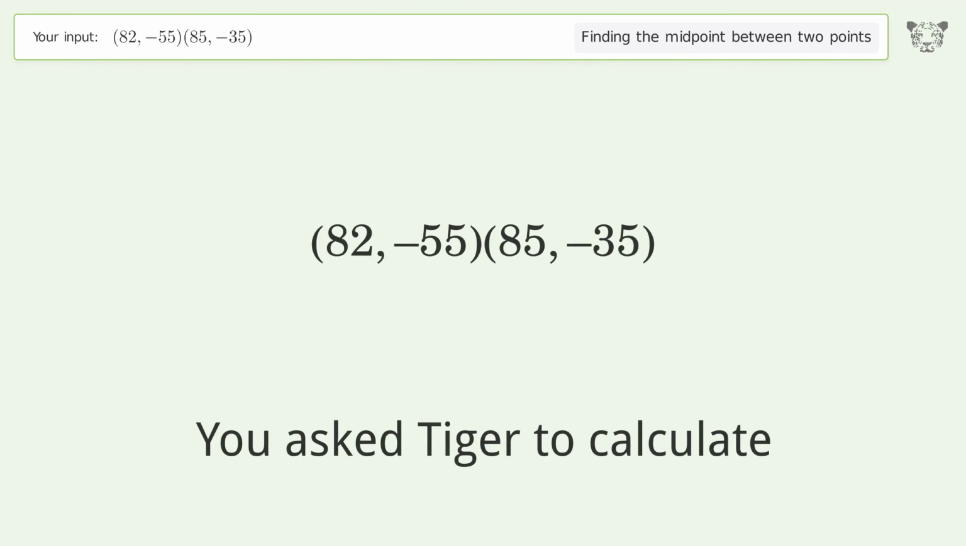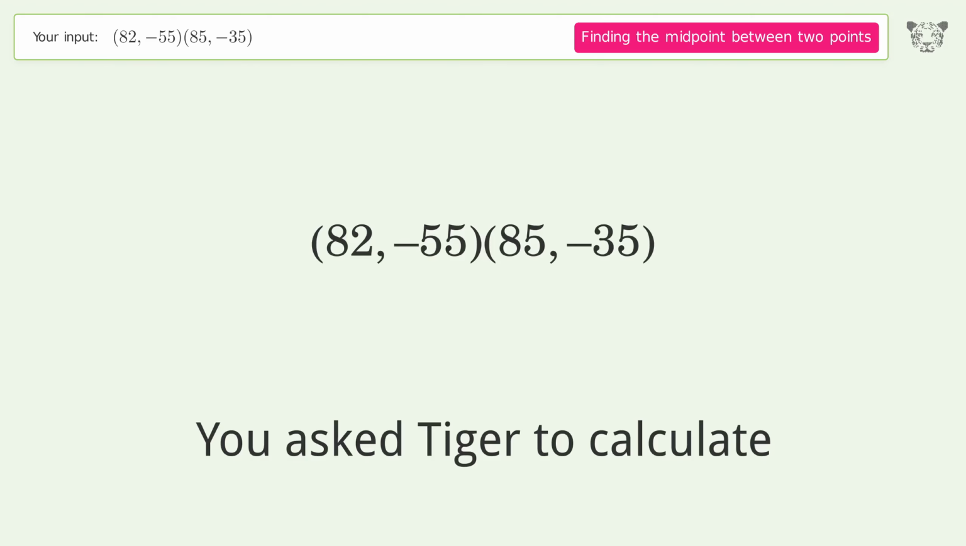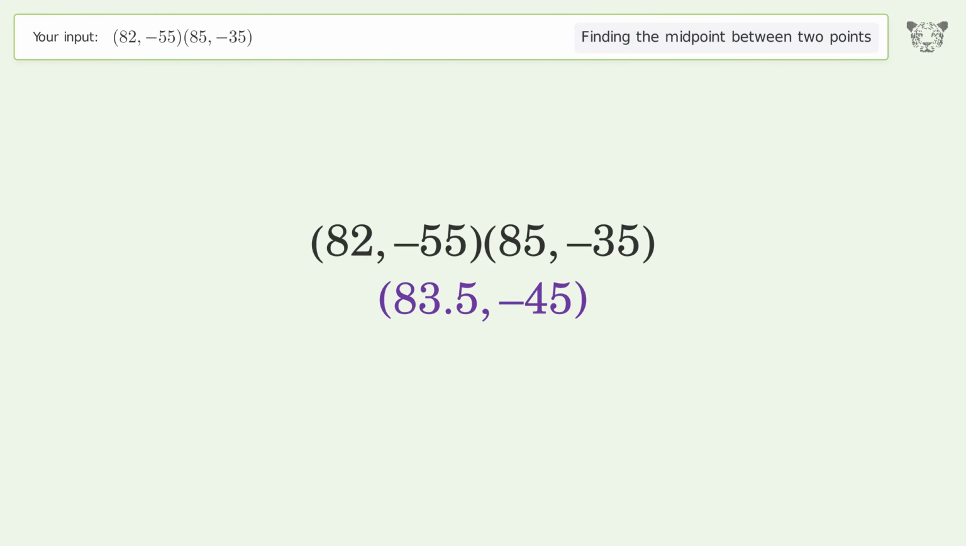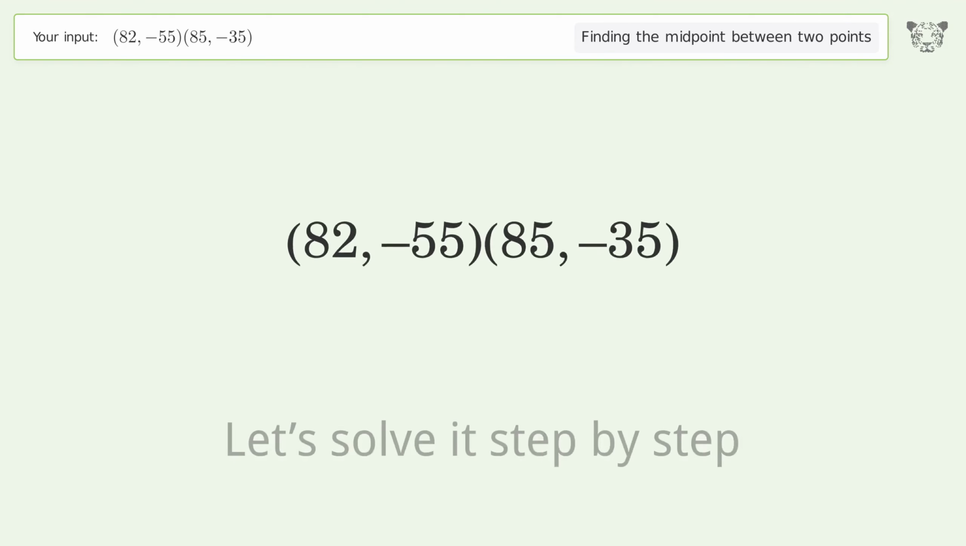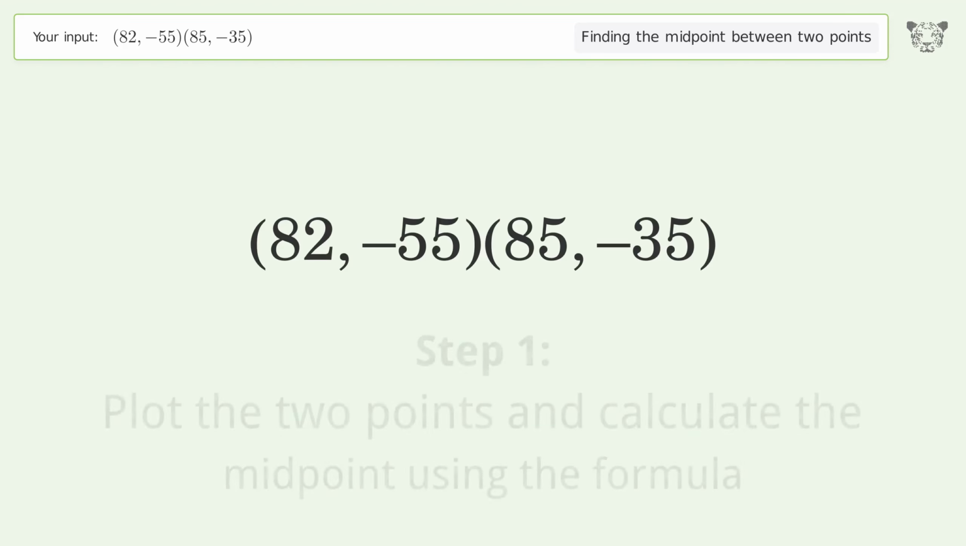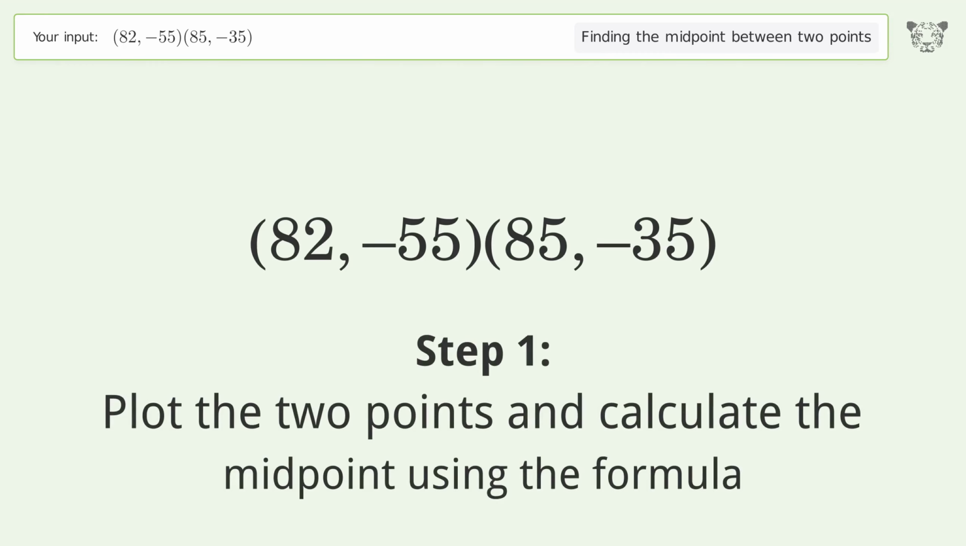You ask Tiger to calculate. This deals with finding the midpoint between 2 points. The midpoint between the 2 points is 83.5, -45. Let's solve it step by step. Plot the 2 points and calculate the midpoint using the formula.